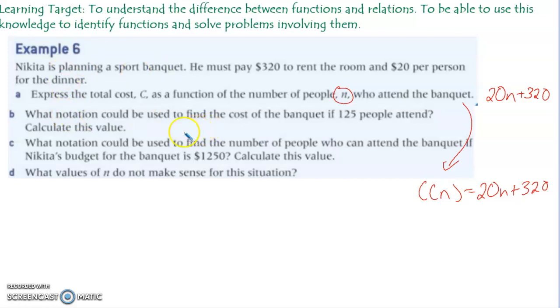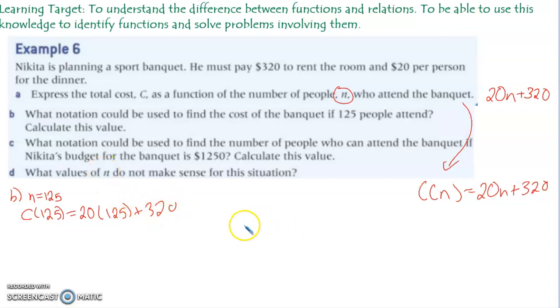So second, what notation could be used to find the cost of the banquet if 125 people attended? So we're talking about people. The variable that represents the number of people is n. So we're asking what's going to happen when n is 125. Okay. So we'll use our function notation that we just created and replace n with 125. So it'll become 20 times 125 plus 320.